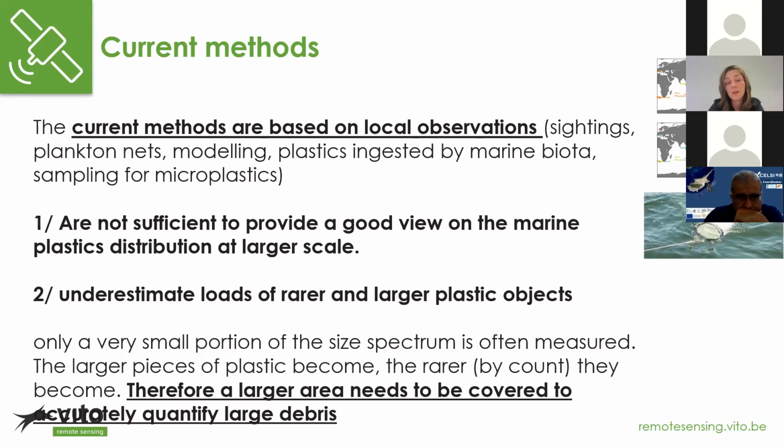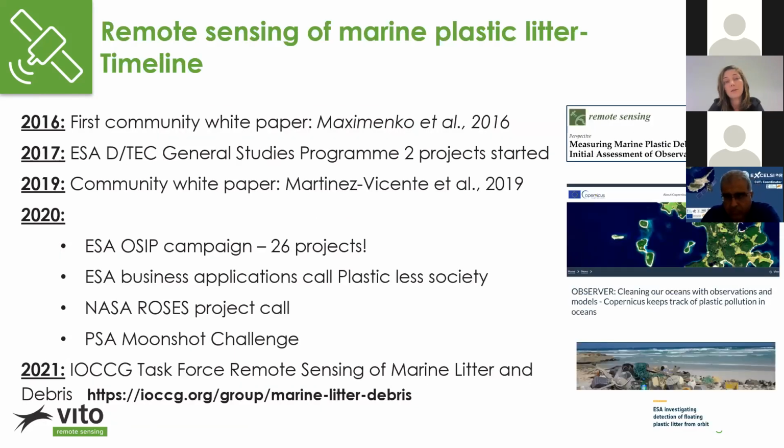And the larger macroplastics are much rarer. And these plankton nets, they capture mainly the smaller pieces. So they're very much undersampled. And this means we need to cover a much larger area to also be able to cover the entire size spectrum of plastics. So I think remote sensing can be a very, very valuable tool to contribute to the problem and to better characterize, to better understand the distribution of marine plastics.